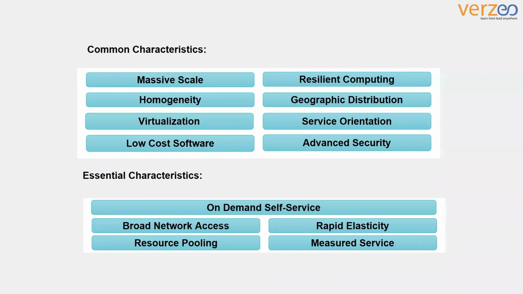Advanced security, I spoke a lot about it. I'll speak again about security in the coming slides. What are the essential characteristics? It's on-demand self-service, which is a very peaceful thing. If you want something, you use it, that's it. And what it needs is broad network access. It has rapid elasticity, resource pooling, and measured service.